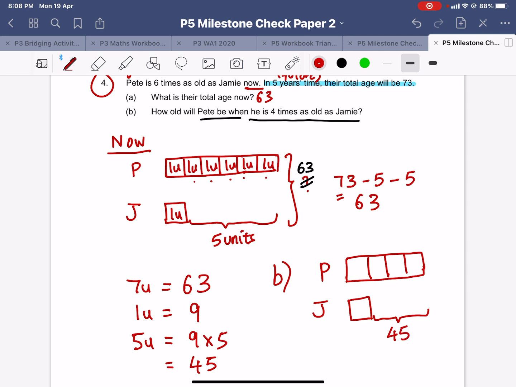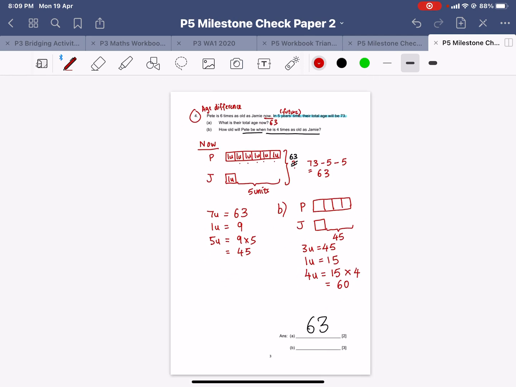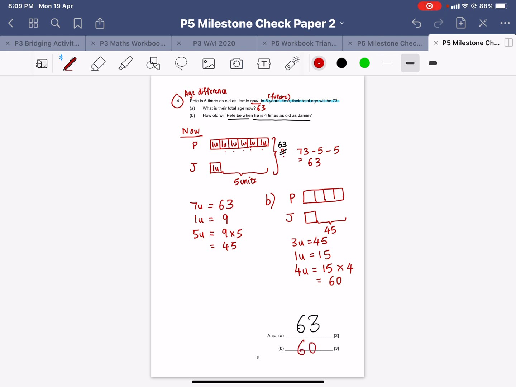No matter how old, no matter how many years have passed, I'm always older than you by 45 years. So right now, part B will be 3 units, 45 already, because our difference is 45, right? We found out earlier, 1 unit will be 15. So how old will Pete be? This will be 4 units. 15 times 4, which is 60. So Pete will be 60 basically when he's 4 units.